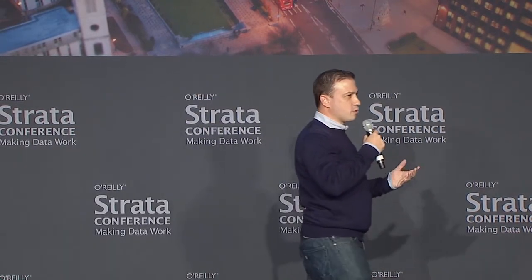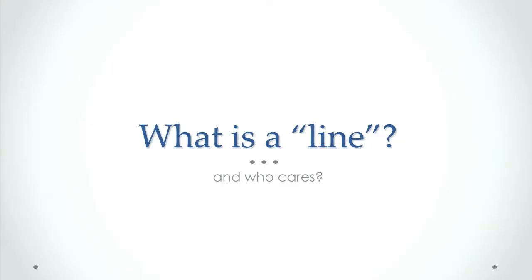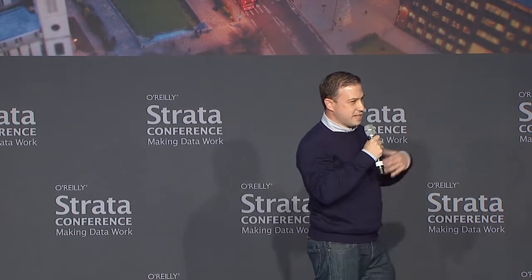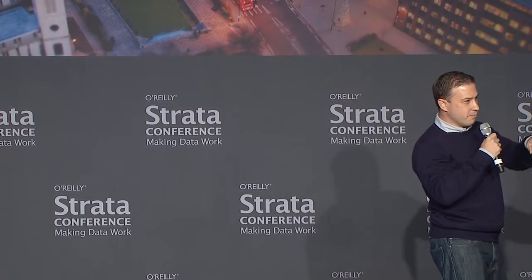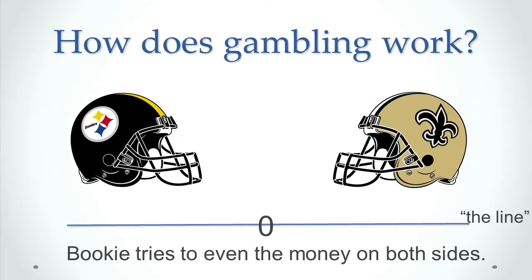So the first question, of course, is what is a line and who cares? So I like to think of a line as crowdsourcing that predates the internet. So as an American, I'm going to be using American football examples here. I know, boo. But what you have is two teams, say the Pittsburgh Steelers and the New Orleans Saints. And there's a bookie right in the middle taking money on both teams. The bookie wants to get the same amount of money bet on both teams such that the losers pay the winners and then the bookie takes some off the top.